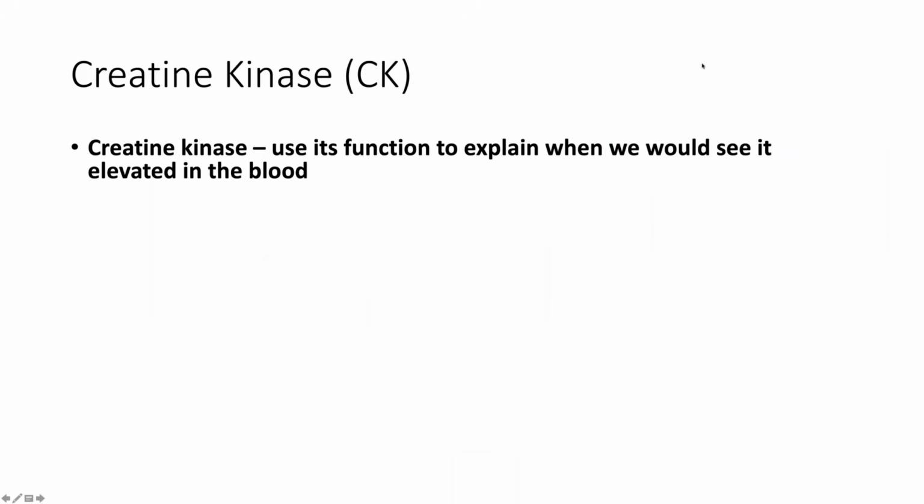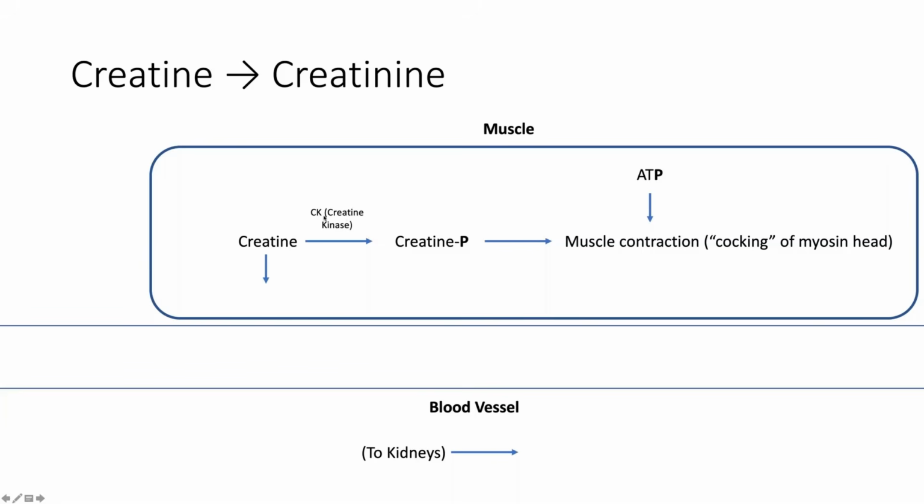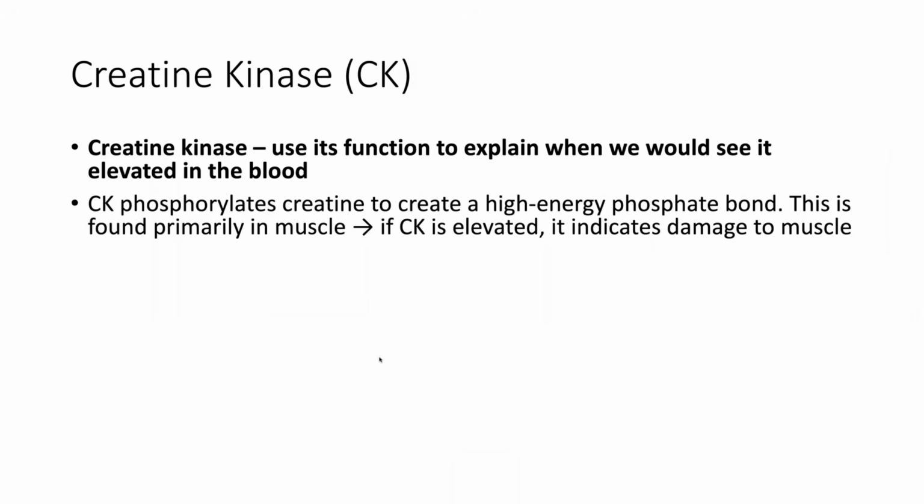So Deb, using the function of creatine kinase, I want you to explain when we would see it elevated in the blood. Why do we use it? During muscle contraction? Not muscle contraction, right? Because it's an enzyme that is inside the muscle. In other words, when would the enzyme, instead of being inside the muscle, be outside of the muscle and measurable in the blood? Muscle breakdown, muscle necrosis. CK phosphorylates creatine to create high energy phosphate bonds. We already talked about this. It is found primarily in muscle, so if CK is elevated, it indicates some sort of necrosis or damage in muscles.